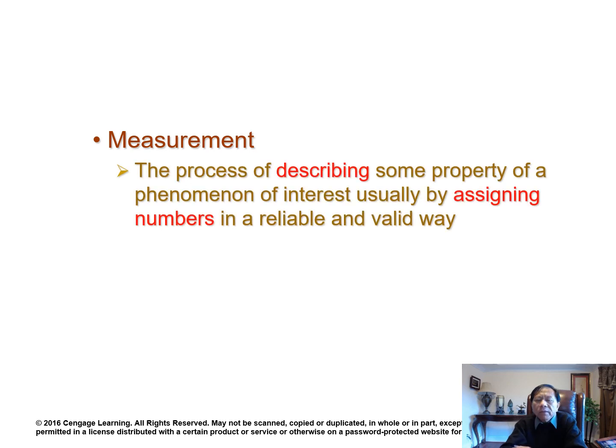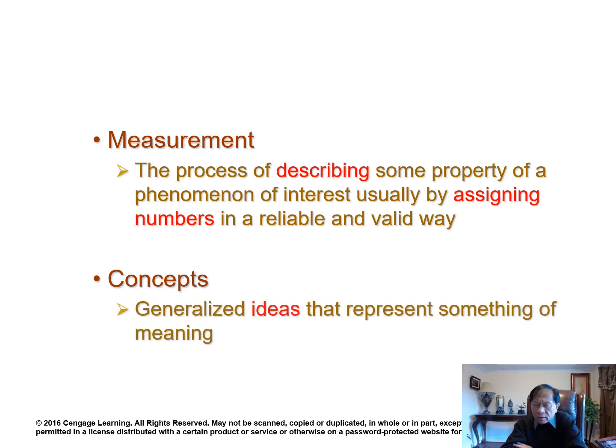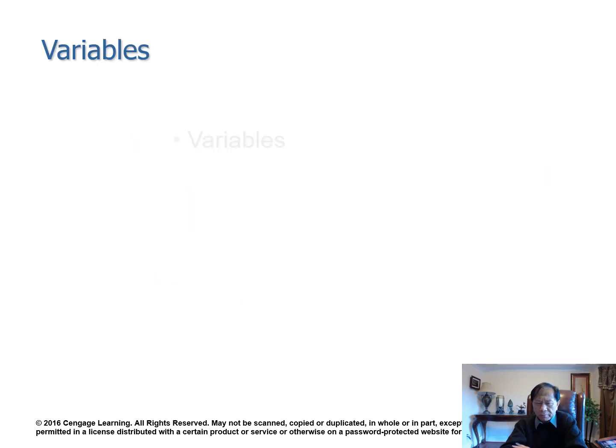Measurement. What is measurement? Measurement is the process of describing some property or phenomenon of interest, usually by assigning numbers. Next chapter we talk about measurements. How to measure concepts, generalized ideas that represent something of meaning. Concepts, variables, and scales. Constructs. What is a construct?